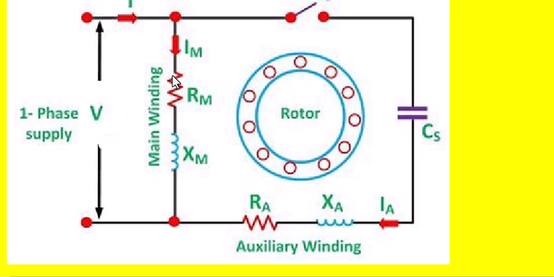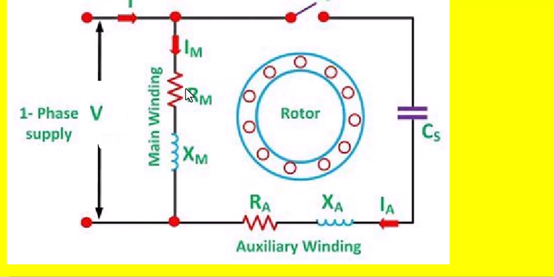And this is the stator consisting of the two windings. One is called the main winding, the other is called the auxiliary winding. In this auxiliary winding, the current that flows is called the starting current. This is also called the auxiliary current, whereas the current that flows in the main winding is called the IM or main current, and the total current is the vector sum of the starting current, that is the auxiliary current, and the main current.